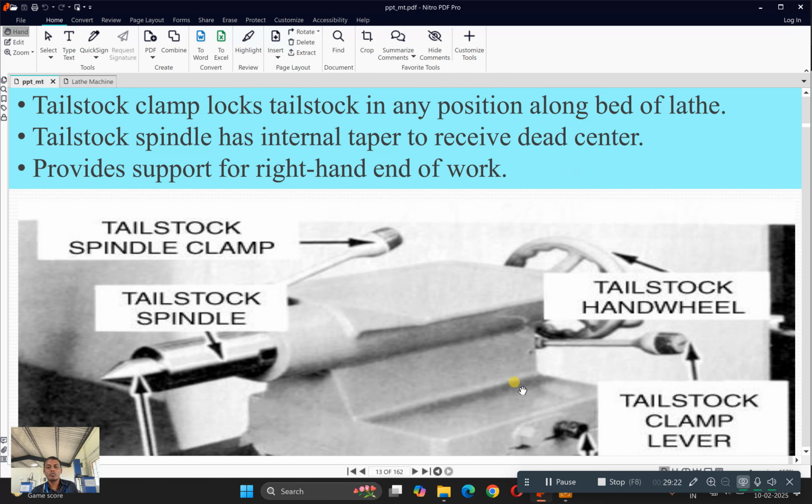It is used to provide support for machining longer or lengthier workpieces, and in case of taper turning also it is very helpful. The tailstock clamp locks the tailstock in any position along the bed of the lathe. The tailstock spindle has an internal taper to receive the dead center. So there is a spindle and this is your dead center. This dead center is taper in shape and the internal of the spindle is also taper, in order to engage your dead center. So it also provides support for the right hand end of the work.